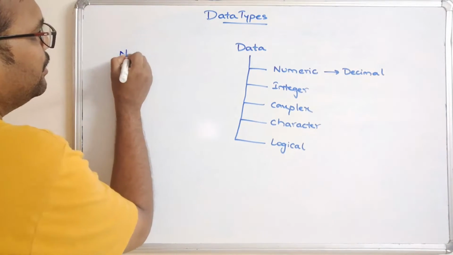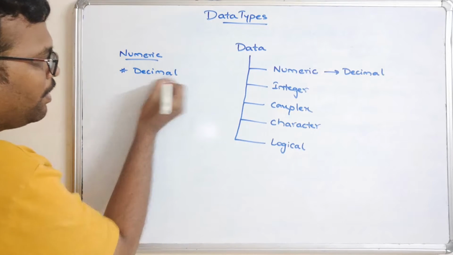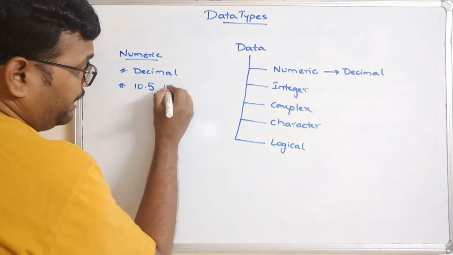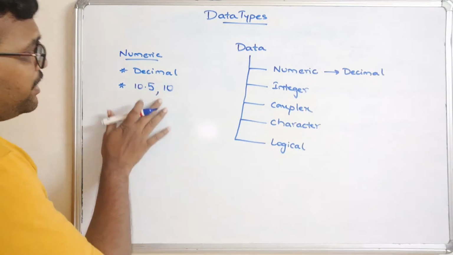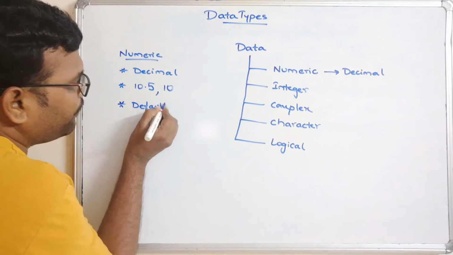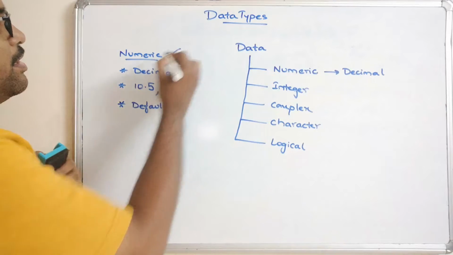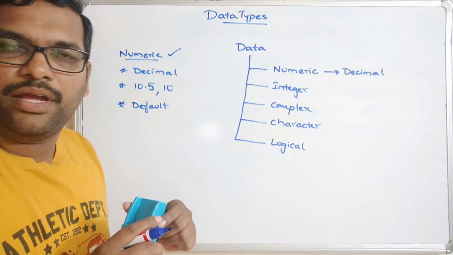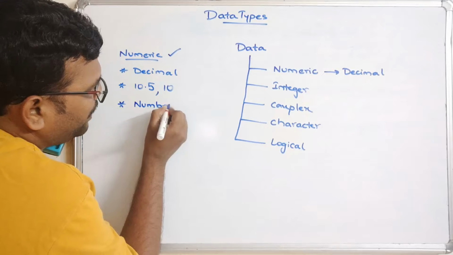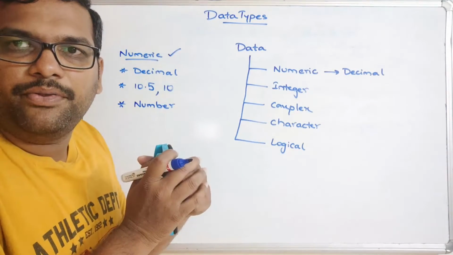Right? So for example, if it is numeric data, this is a decimal. Let us take 10.5, that is a decimal value, and even 10, which is a whole number. Everything comes under numeric, and this is the default. All the number types are initially taken as a numeric data type. By default, if you assign any number to a variable, that will be defined as a numeric data type.